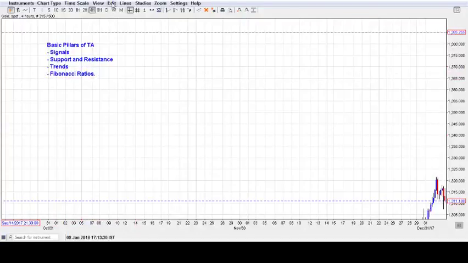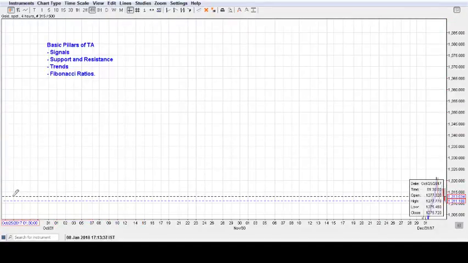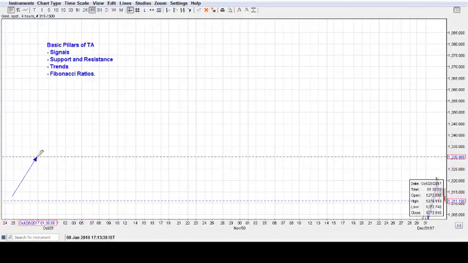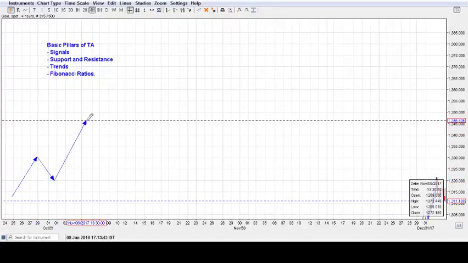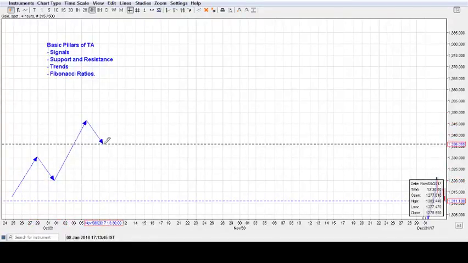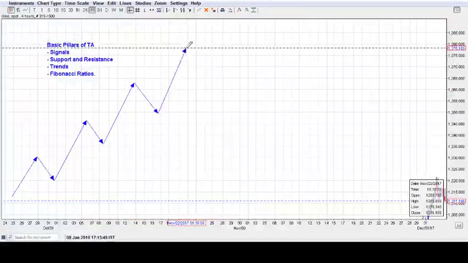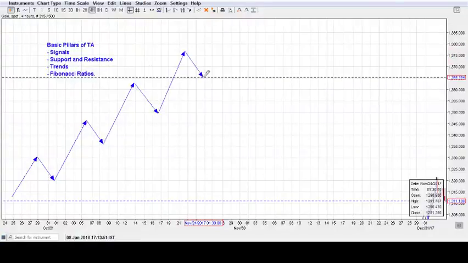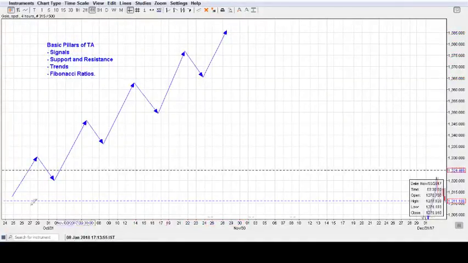Trends, let's put it all together now. We'll apply trends and Fibonacci ratios on this particular chart view, and then pick up another practical chart as well. That would become a quick revision of all the 4 basic pillars that we discussed.